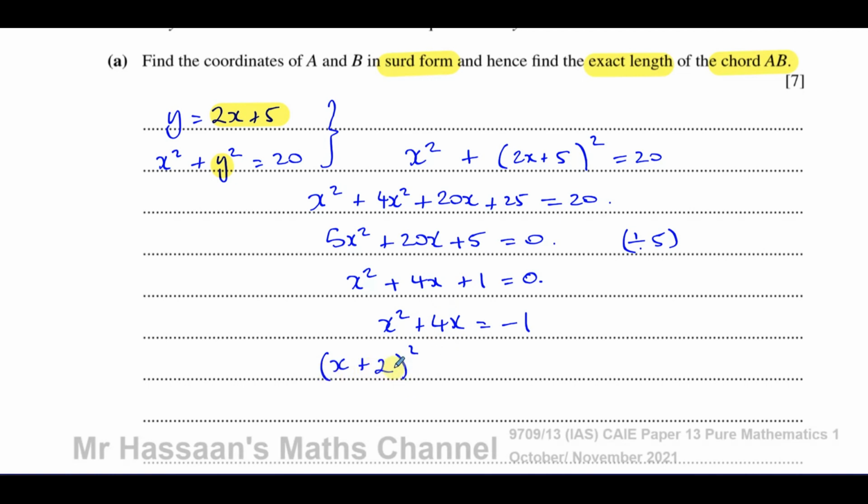Now, if I were to expand this, I would get x squared plus 4x, but then I'll get plus 4. I don't want that plus 4, so I'm going to take away 4, and then I'm going to end up with this. This is actually exactly the same as that. Now to solve this, I want to isolate the square bracket, so I'll have x plus 2 squared. I'm going to add 4 to both sides. Minus 1 plus 4 is 3.